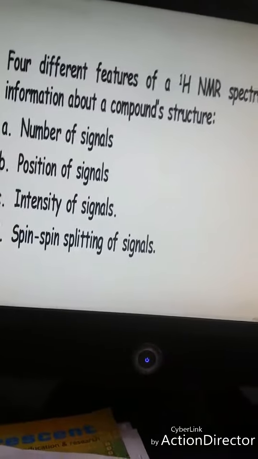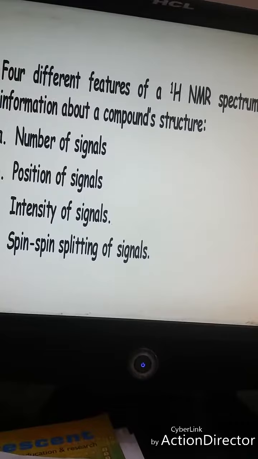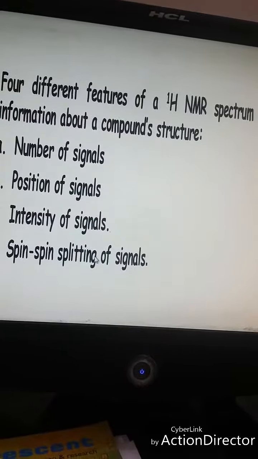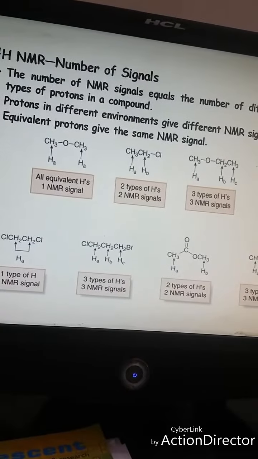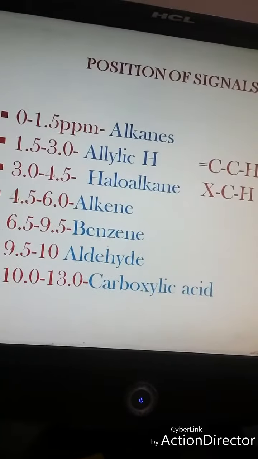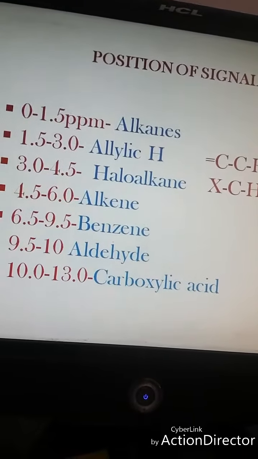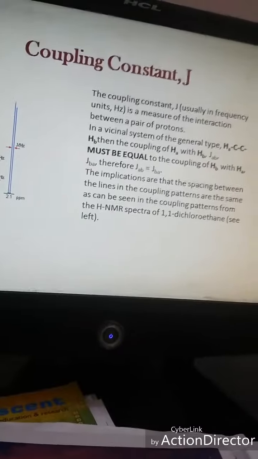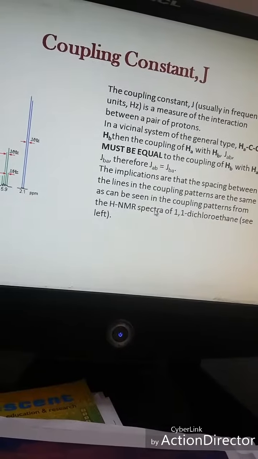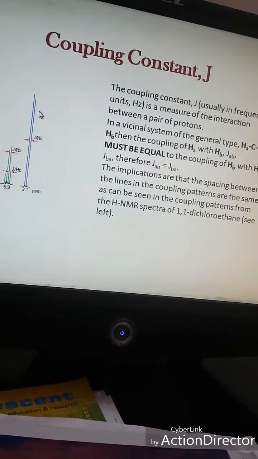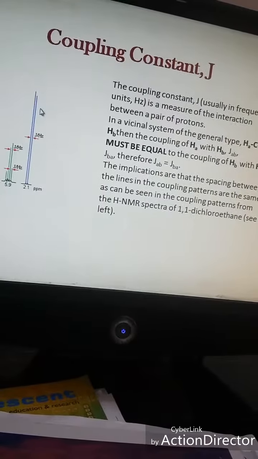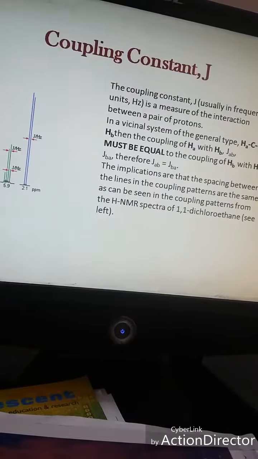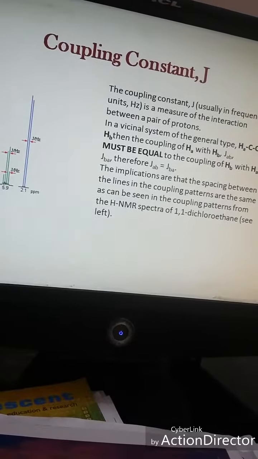Now, why is it important to study the NMR spectrum? It gives information about the number of signals, the position of signals, the intensity of signals and the splitting of signals. So these are the different types of protons depending upon the position of the signals, which you can differentiate. The coupling constant, or what is known as the J value, is the distance between two successive peaks in a multiplet. Based on the J value you can find out whether your compound is cis or trans, because cis and trans show different J values.